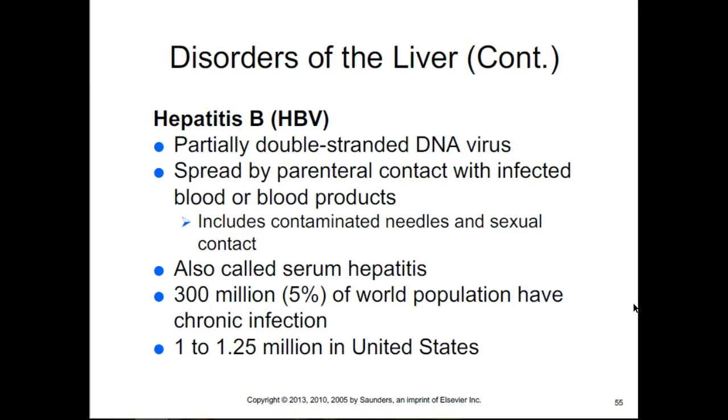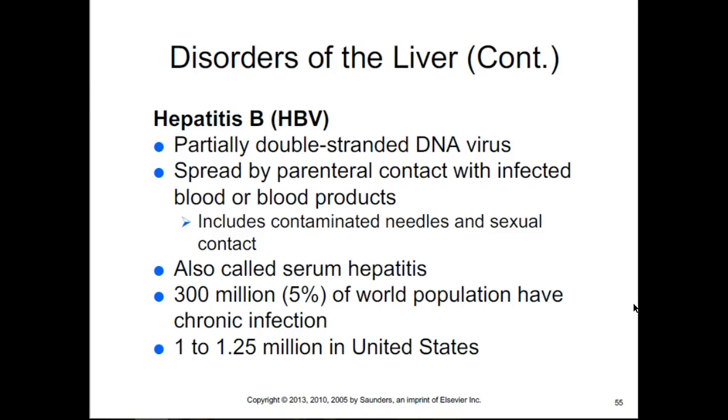So that's one of the reasons, not just HIV, but one of the other reasons that you would want exchange needle programs available, so that we can limit the infection of people with hepatitis B. Also called serum hepatitis, because remember, it's basically more in the blood. It's passed through the blood. Around 300 million people in the world have chronic infection, about 5% of the world population with hepatitis B.